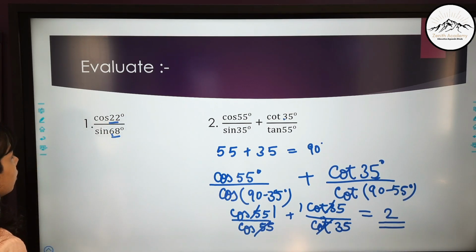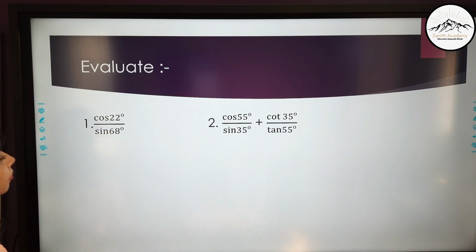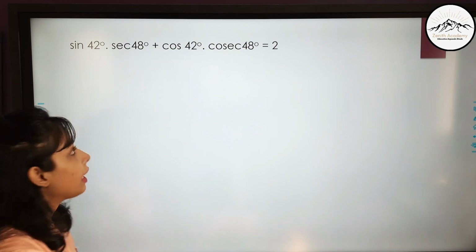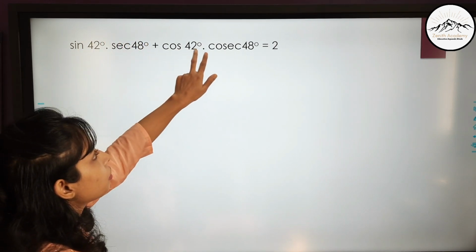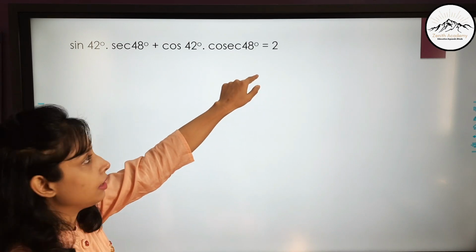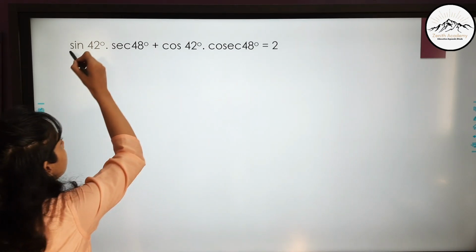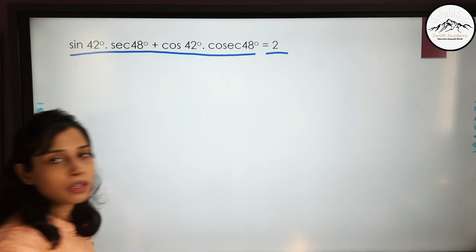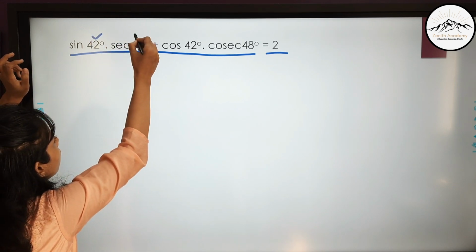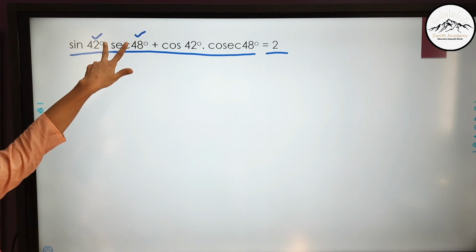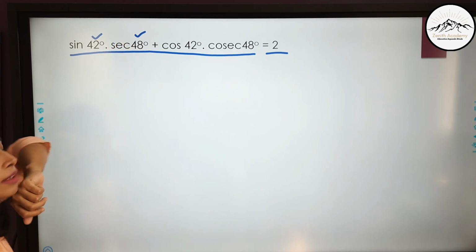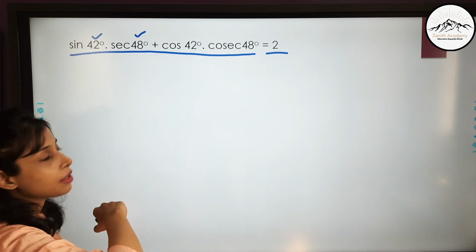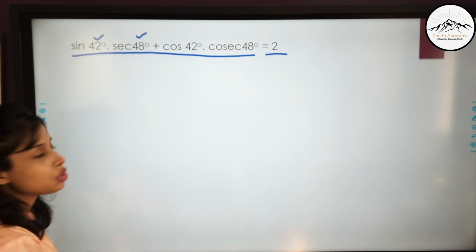Now let's start with the practice questions. Sin 42 degrees sec 48 degrees plus cos 42 degrees into cosec 48 degrees should be equal to 2. This is our LHS. Now we need to evaluate and our answer should be equal to 2. 42 and 48 are both complementary because 42 plus 48 is equal to 90 degrees. Sin and cos are related. Sec and cosec are related. So in either of the terms we need to change.